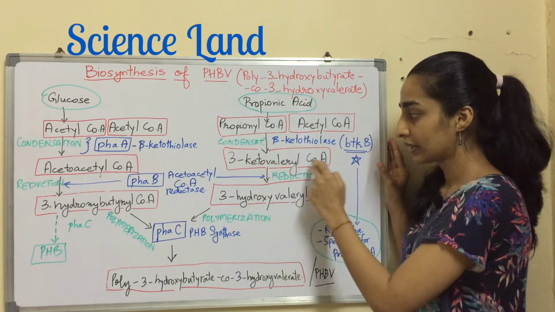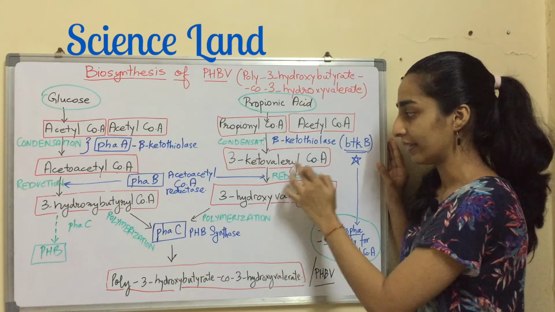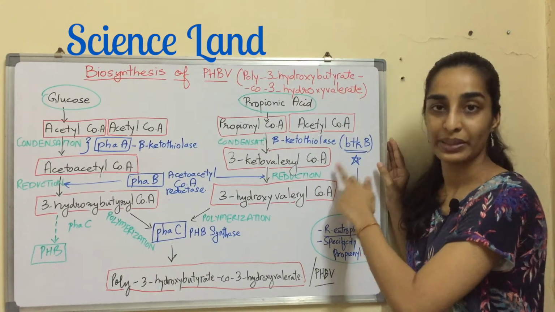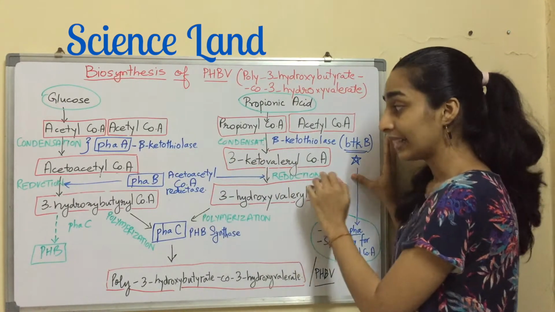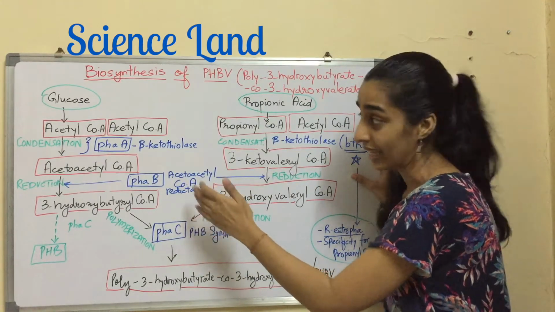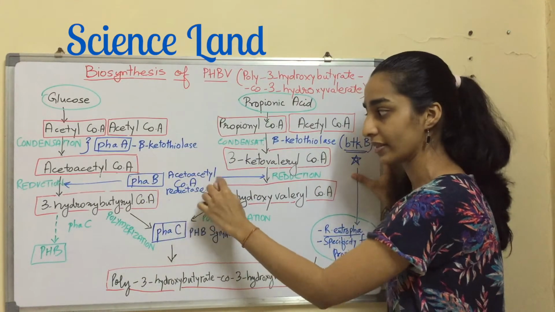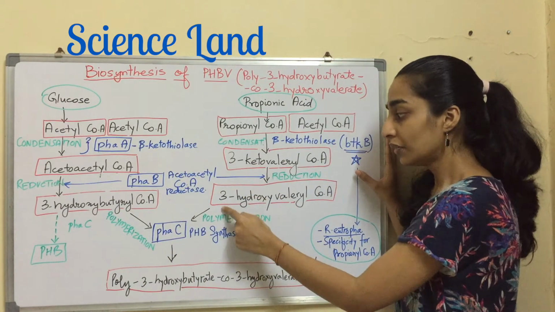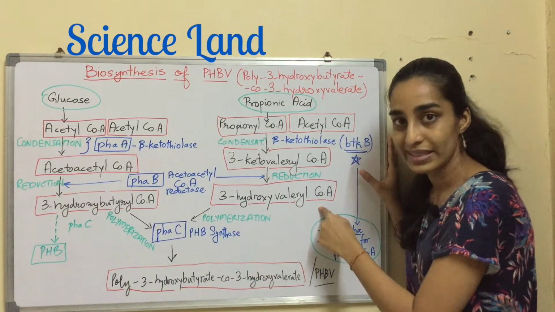Okay, now this compound called 3-ketovaleryl coenzyme A will be reduced, because the second step is reduction. Now this reduction is done by the same enzyme which is used here, acetoacetyl coenzyme A reductase. It will be giving me a compound called 3-hydroxyvaleryl coenzyme A.